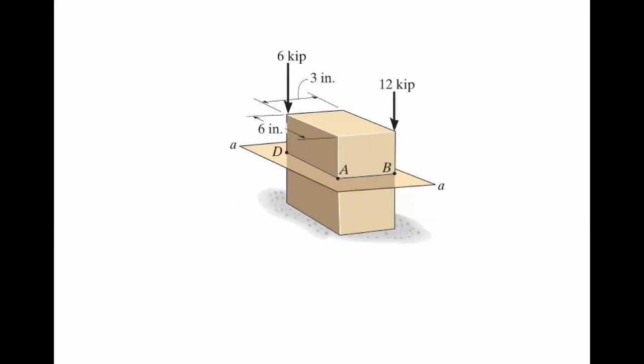Point A and point B are located here. Now we know that we've got an eccentric loading here, and so we would then have a moment. So I think really the easiest way is to find out what the moment is and really determine what it is first.